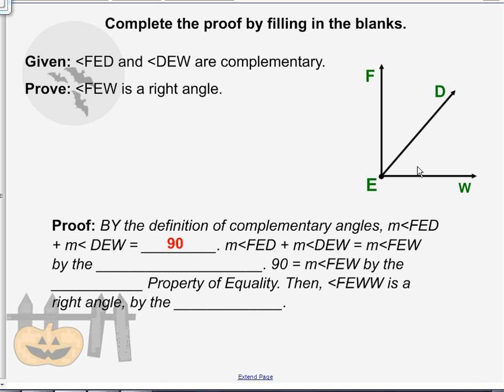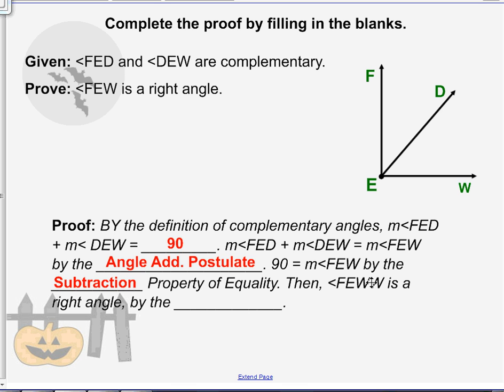Okay? And the measurement of FED plus the measurement of DEW equals the measurement of FEW by the angle addition postulate. Okay? Because these two are added together, they create a bigger angle, which is what the angle addition postulate states. And then 90 equals the measurement of angle FEW by a certain property of equality. Alright, so we're taking these two ideas and we're combining them, and that's the subtraction property of equality. Okay?